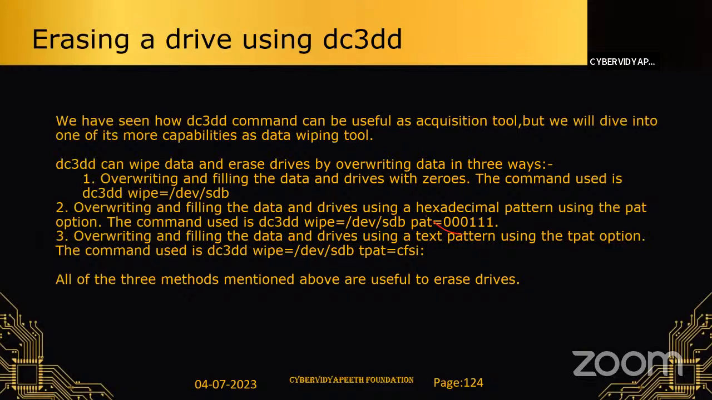Then there was a command for erasing a drive using dc3dd. It is possible, particularly when you are using the same disk for multiple backups and creating an ISO image around that. It is always good practice to clean the disk 100%. Overwriting and filling the data using a hexadecimal pattern, using the pattern options, is the best thing to do. You can overwrite the entire data set and clean the disk completely.